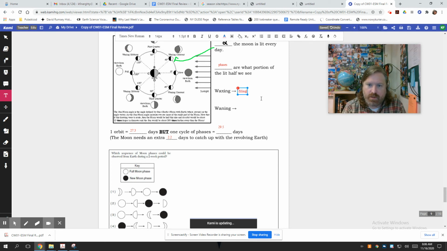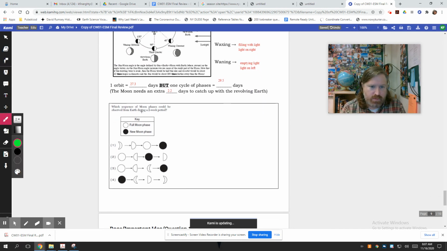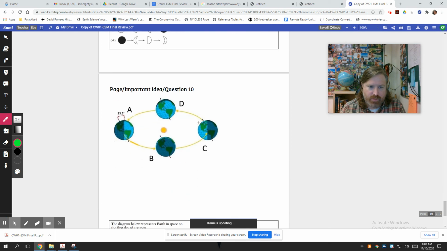Waxing is filling with light. In other words, from new to full, light on right. Waning is emptying light. In other words, from full back to new, light on left. Want to know the biggest problem to this question historically in the past? 2-week period. What works for a 2-week period?